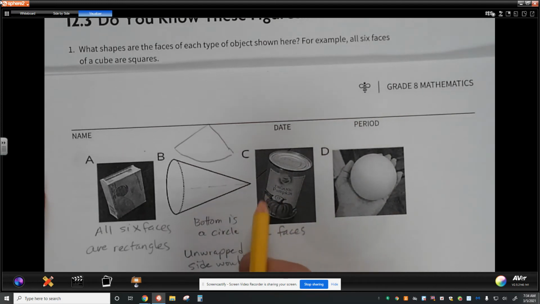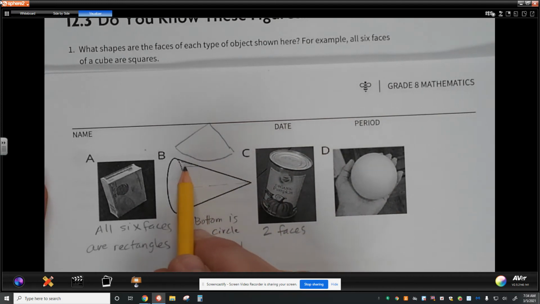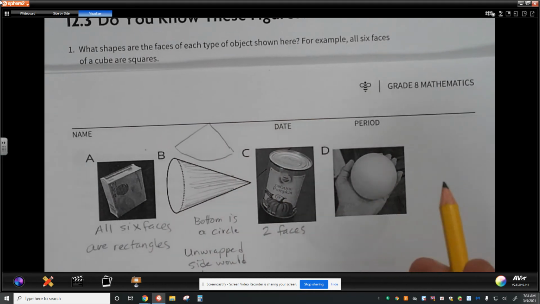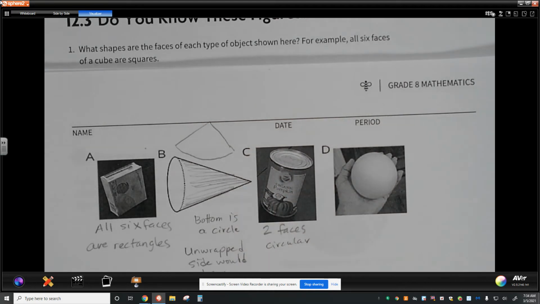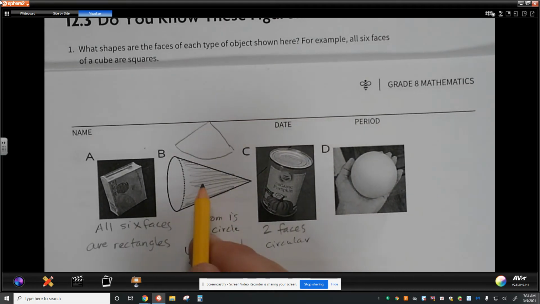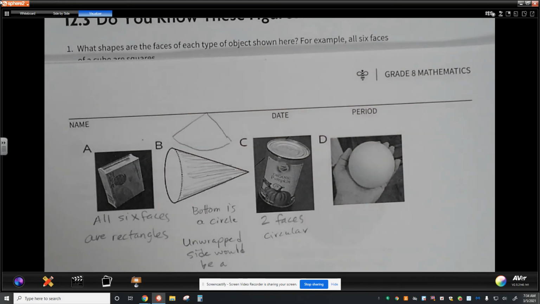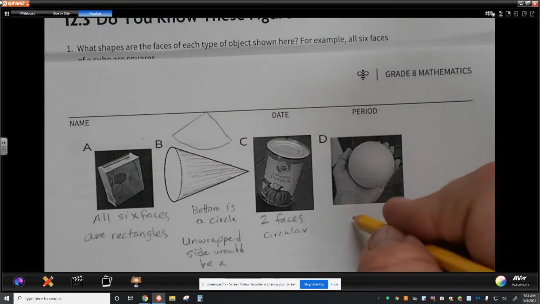I want to make it really clear. This whole section right here on a cone is not actually a face, for the reason that it's arched and rounded all the way around. So on the pumpkin, we have 2 faces that are circular, and then this piece that goes around the middle is not really a face. Again, for the same reason, it's rounded. If I could cut it off and lay it out flat, it would be rectangular. And then for D, for a sphere, there are no faces.